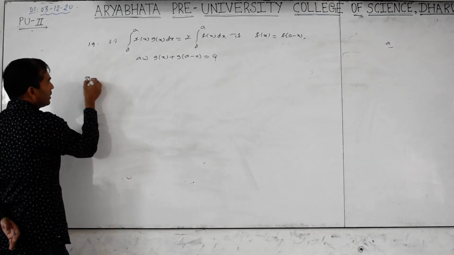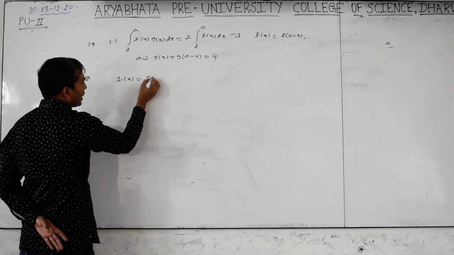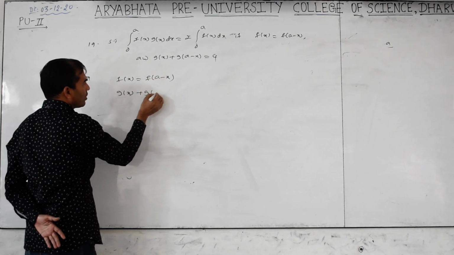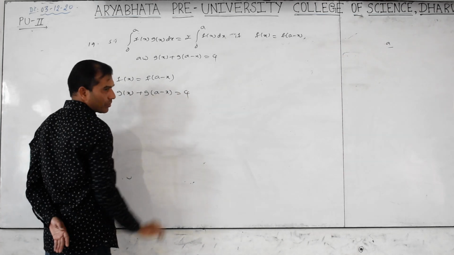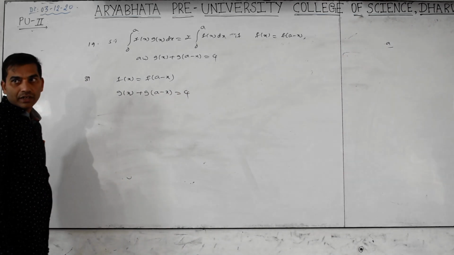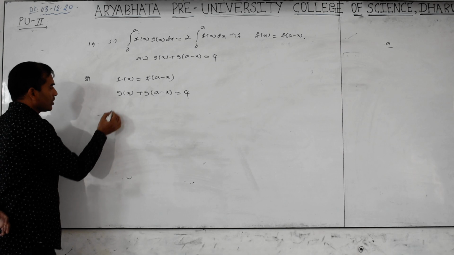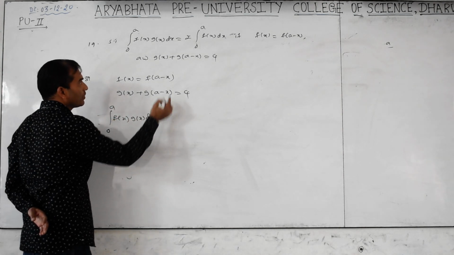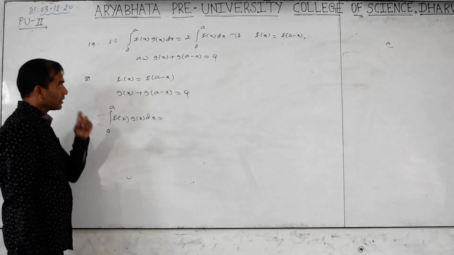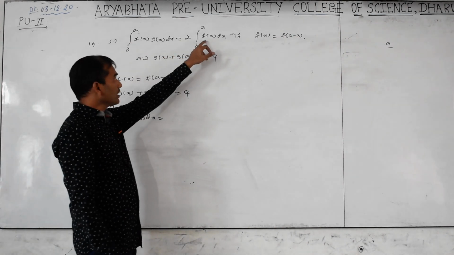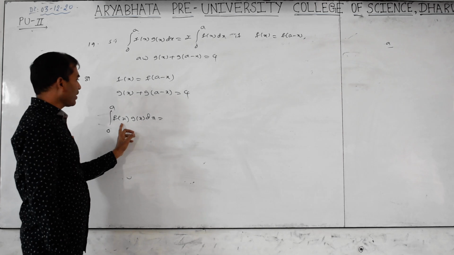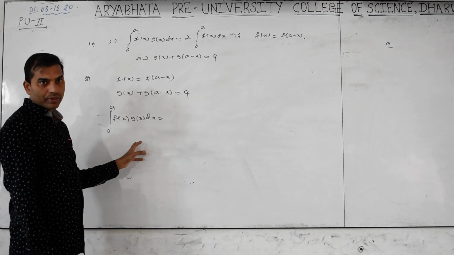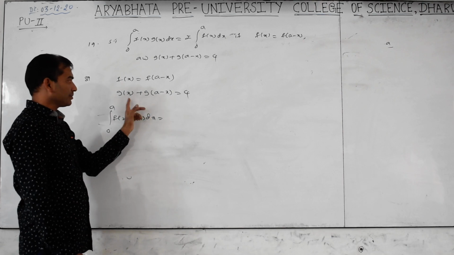What they have given here: f of x is equal to f of a minus x, and g of x plus g of a minus x equals 4. Right? Now we have to prove that the integration of 0 to a f of x into g of x dx equals this. To prove this, here there are two functions, f of x and g of x, a product of two functions. So we have to remove g. How to remove it? By using this condition.